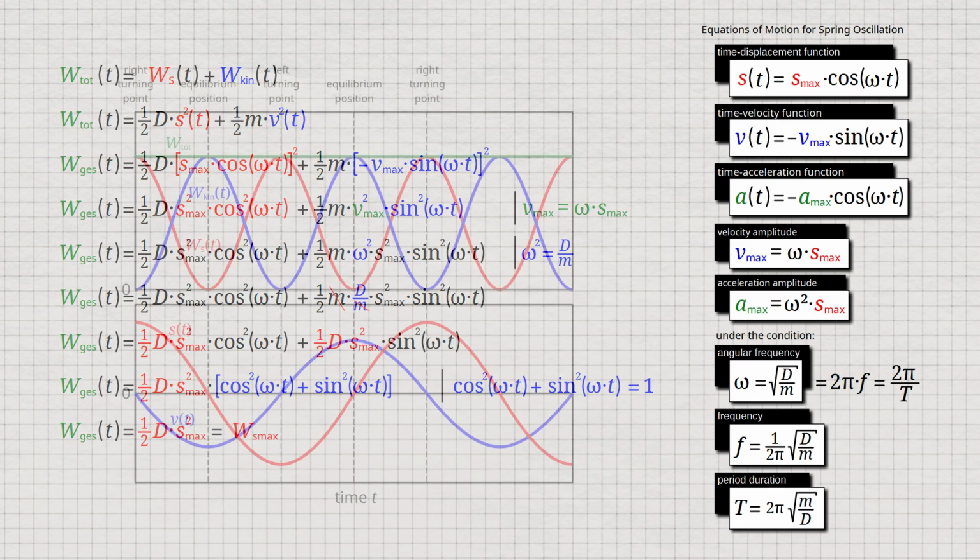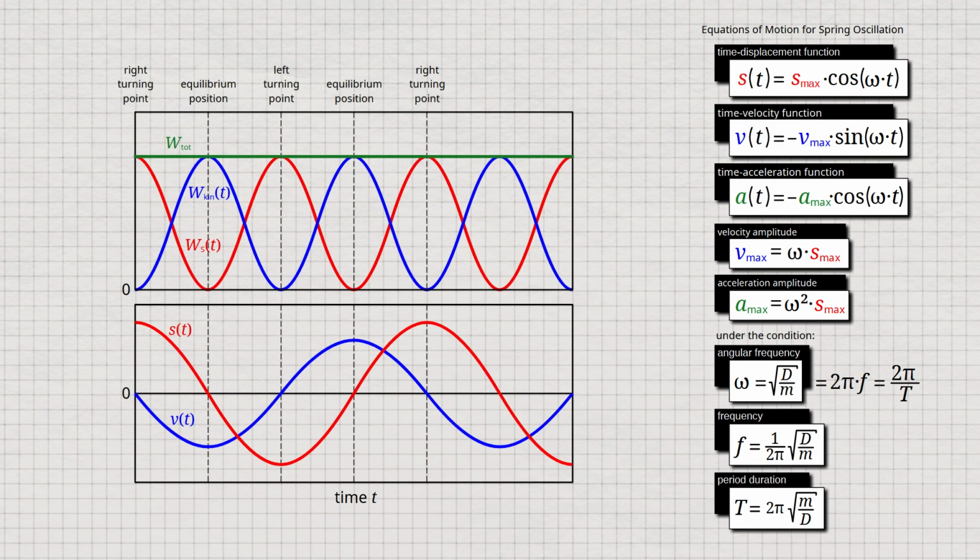The accompanying diagram shows the time course of potential, kinetic, and total energy compared with the displacement and velocity. From the diagrams, it is evident that the kinetic and potential energy oscillate at twice the frequency of the displacement and velocity. This ultimately results from squaring the displacement or velocity, which effectively shifts the negative half-wave of the oscillation into the positive range.